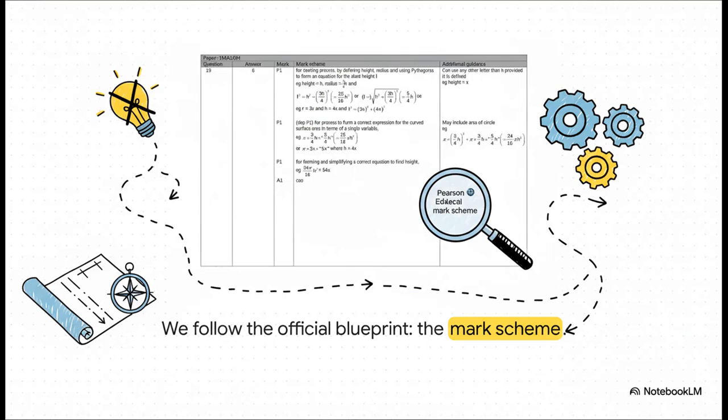Well, it's not really a secret. We're going to follow the official blueprint, the mark scheme. This thing is literally the rule book. It tells us exactly what an examiner is looking for to award each and every mark. It's our roadmap to full marks.